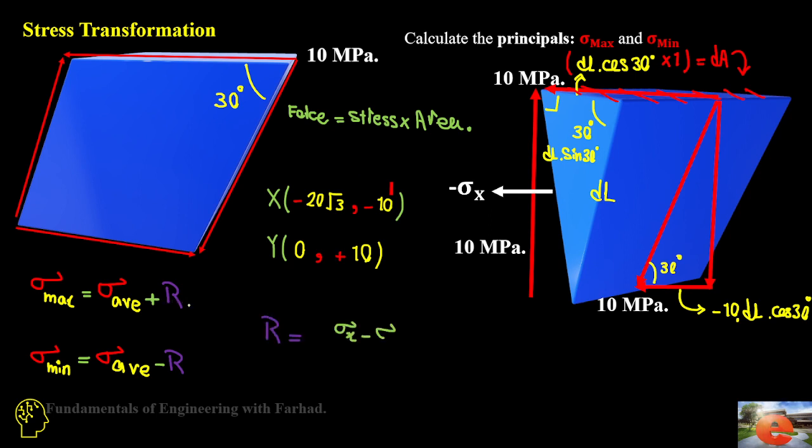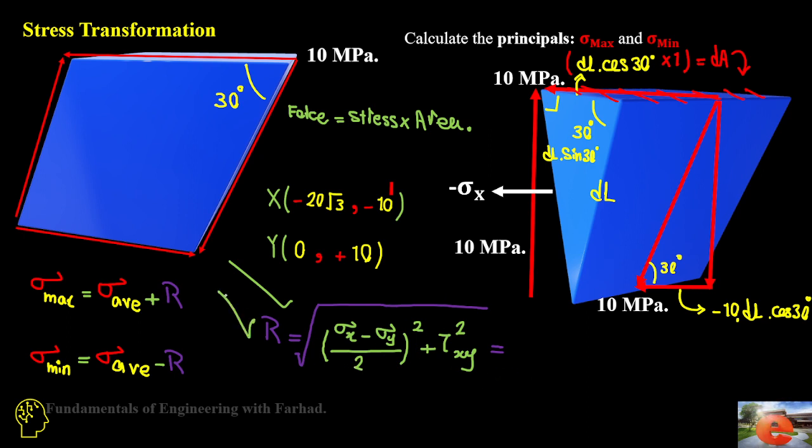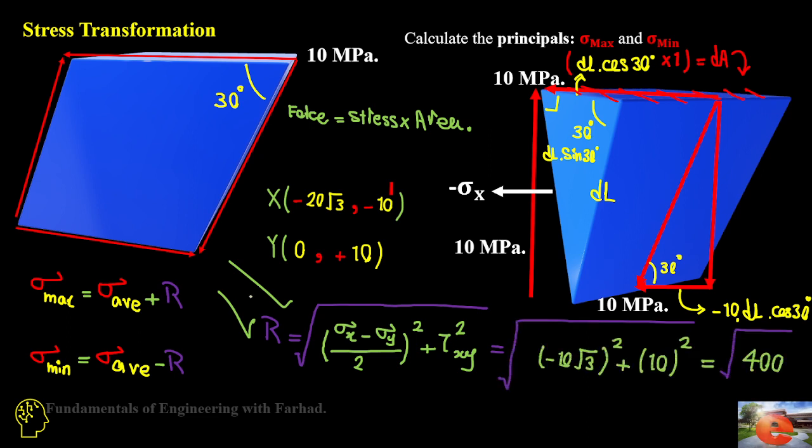And for calculation of R, from chapter 9, stress transformation or Mohr circle, you can easily see the square root of (sigma x minus sigma y over 2) squared plus tau squared is the amount of maximum shear, tau maximum, or the radius of our Mohr circle. That's the square root of (negative 10 square root of 3) squared plus 10 squared. It just gives us the square root of 400, and our R is equal to 20 megapascal. The unit is also megapascal.